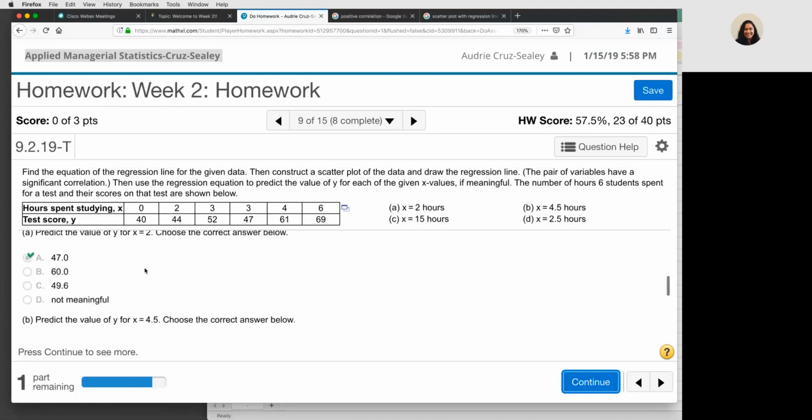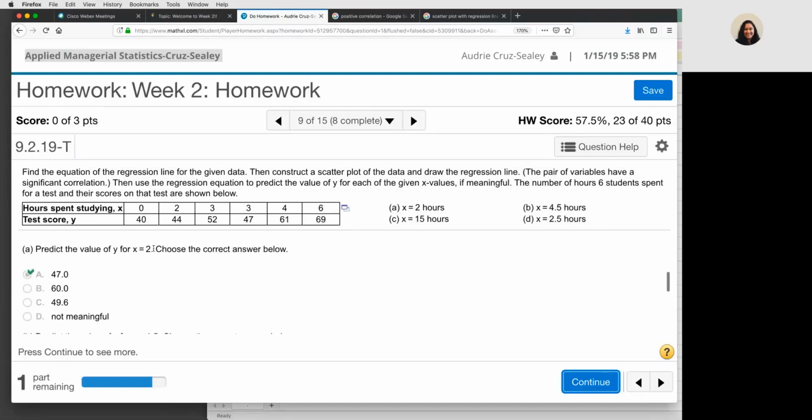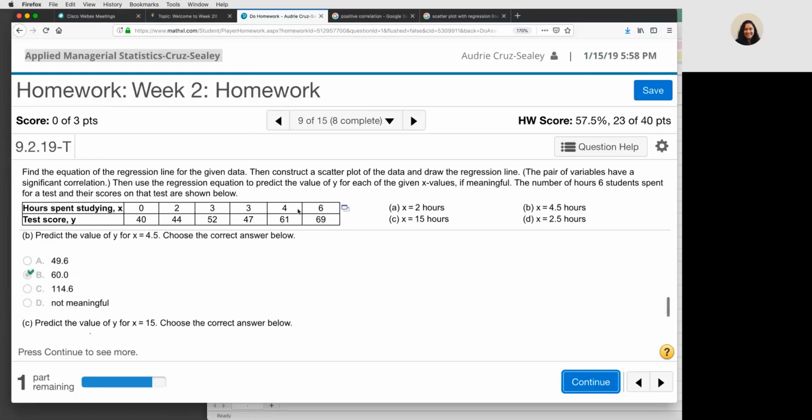So, for example, this one was 2. So I'm predicting if you spend 2 hours studying, you're going to make a 47. That's my prediction. Now, it can be verified. This person who spent 2 hours made a 44. This person who spent 3 hours made a 52. So my prediction is reasonable. I have data to compare it to. If it's 4.5, oh, well, 4.5 is in between here, and I'm predicting a 60, which is not bad. This person at 4 hours made a 61. This person at 6 hours made a 69. So if you spend 4.5 hours, I'm predicting it'll be around a 60.